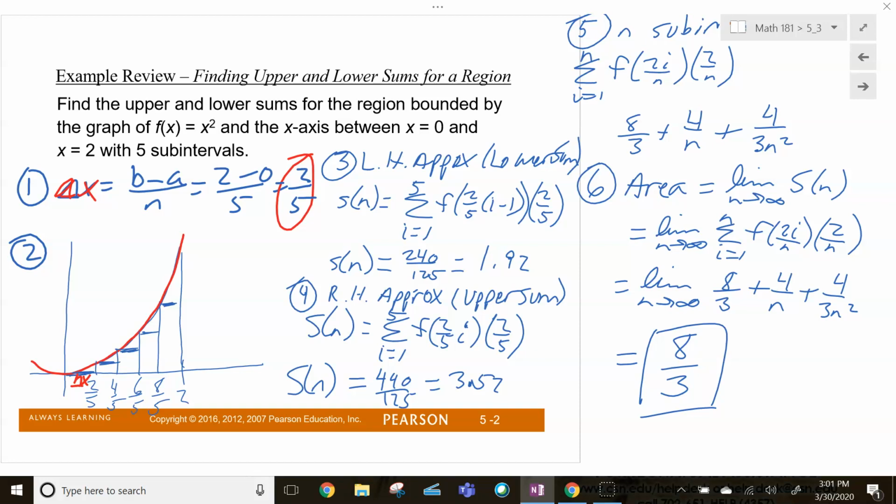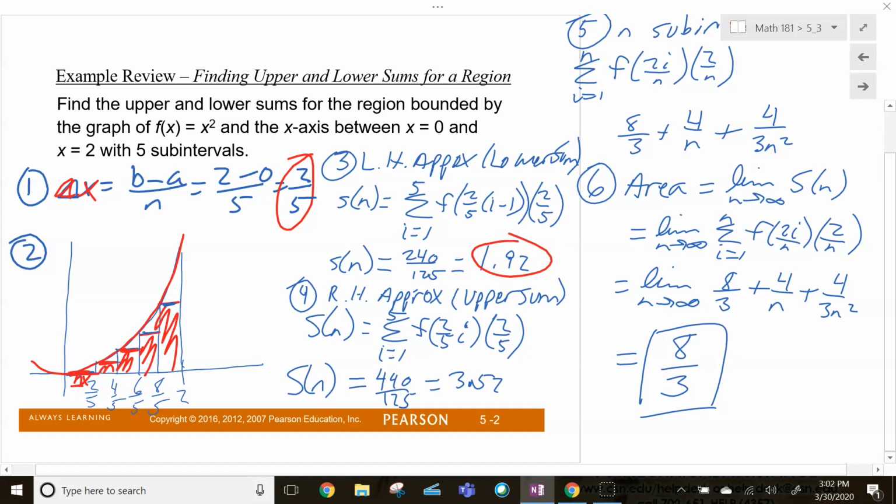And then to do the left-hand approximation, so from the left side, you notice we would have a lower approximation, right? We'd have these red rectangles here. Of course, there's no height on this one here. And then we said, well, let's find the formula for that, f of 2/5 (i minus 1) times 2/5. We did all this, and we got 1.92.